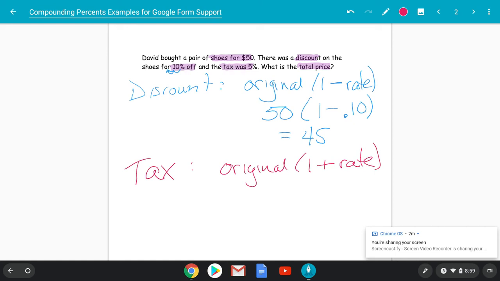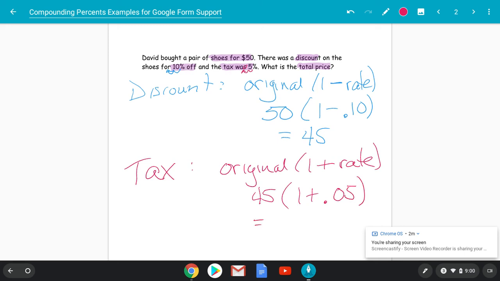So now our new original is the $45. It's how much we're spending with the discount. So now the shoes will cost $45, and then we're going to tax that. So we're going to do 1 plus, we're going to take this 5%, and we're going to move our decimal 2 places. Be careful with your place value here, because we're going to have to add in that 0 to get 0.05.